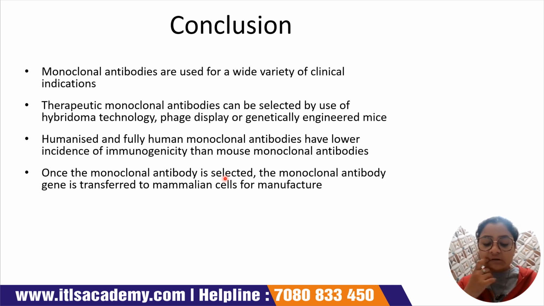And once the monoclonal antibody is selected, the monoclonal antibody gene is transferred to mammalian cells for manufacture, for the upstream process, for taking it up to an industrial scale, as I showed through column chromatography, filtration and so on. It's industrial processing. It's not possible to be done in a lab. It needs an industrial setup, a factory where the different infrastructure and machines will be there.